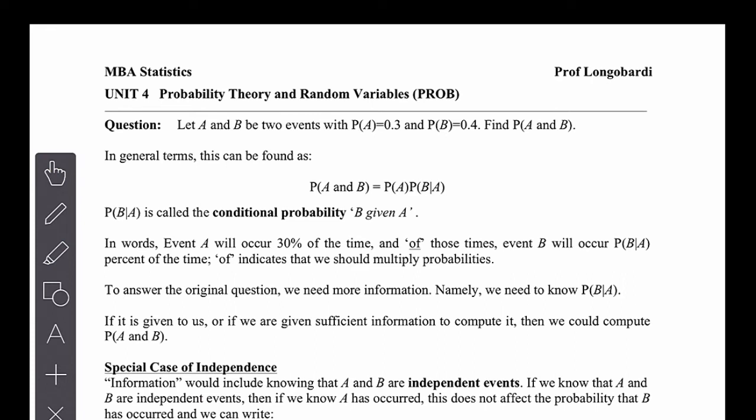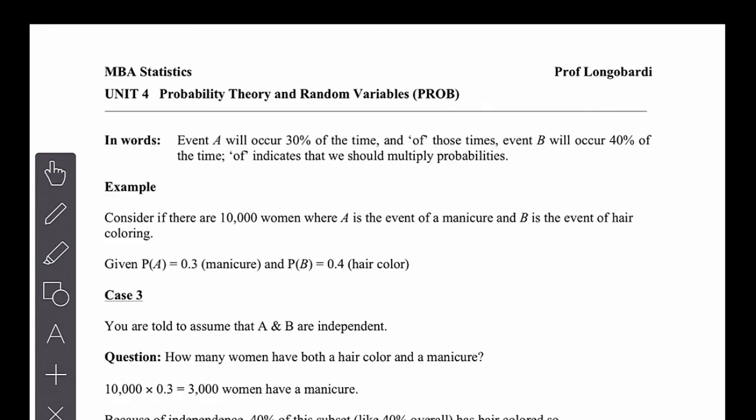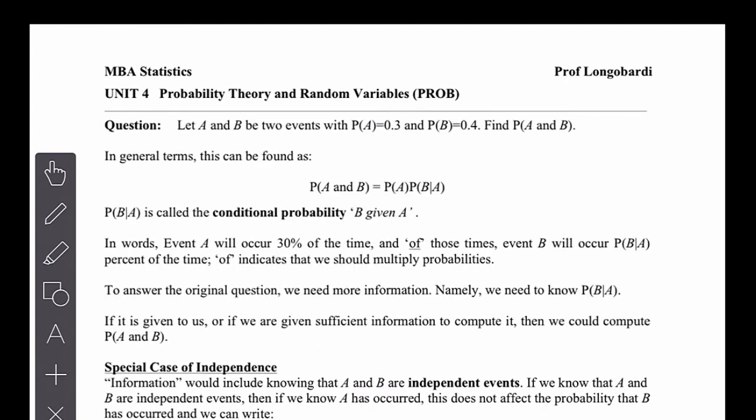I give an example on page 9, which I want to discuss now, to help you understand where I'm going with the concept of independence. But first, in general, if I wanted to find the probability of two events simultaneously happening, I would multiply the probability of the event times the probability of the other event, given that one already occurred. This is how I write that.